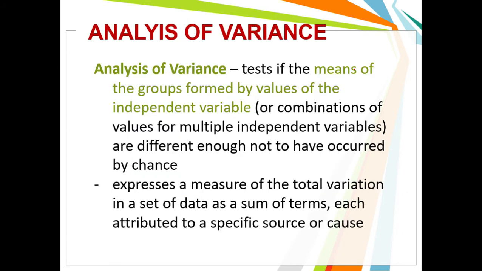So what is ANOVA? ANOVA tests if the means of the groups formed by values of the independent variable, or combinations of values for multiple independent variables, are different enough not to have occurred by chance. It expresses a measure of the total variation in a set of data as a sum of terms, each attributed to a specific source or cause. Okay? So yung ating analysis of variance or ANOVA ay test kung may significant difference ba yung ating independent variable.